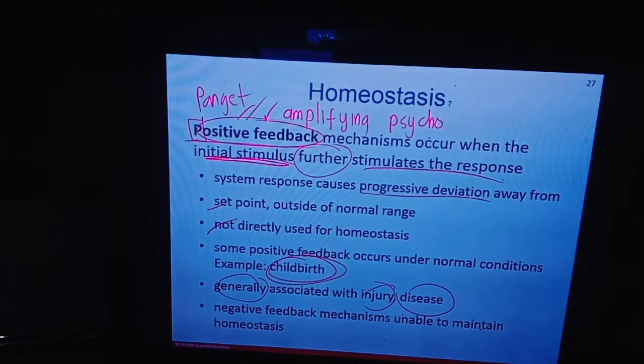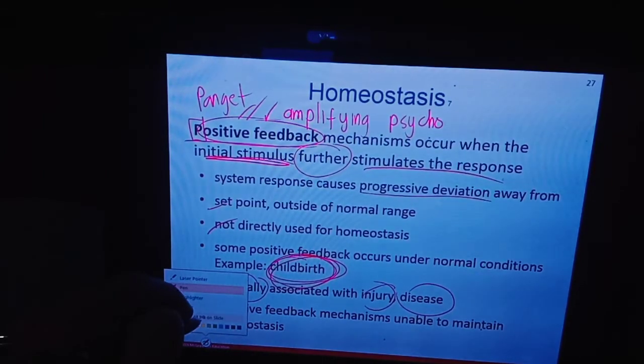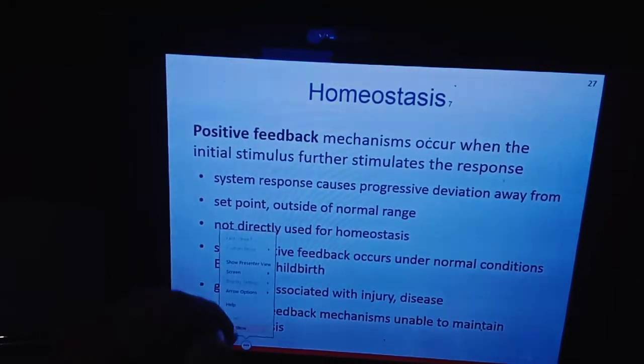Okay? More yan. Okay? Instead of getting counter-response, you intensify the variable. You weren't able to maintain the homeostasis. Hindi mo na-restore, okay, yung ating homeostasis na tinatawag natin. Okay, let's go back to the classic example. Some positive feedback occurs under normal condition, okay, such as your childbirth na tinatawag natin. Okay, ano bang nangyayari, okay, during your childbirth na yan? O, ganito.